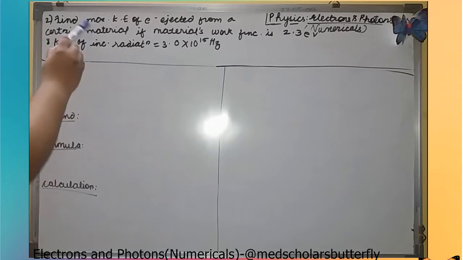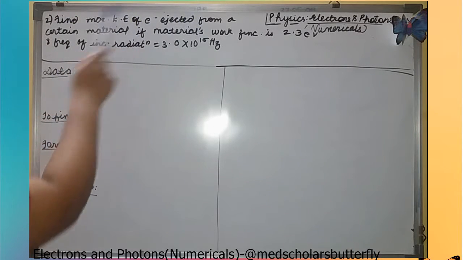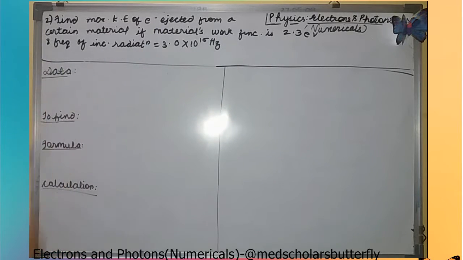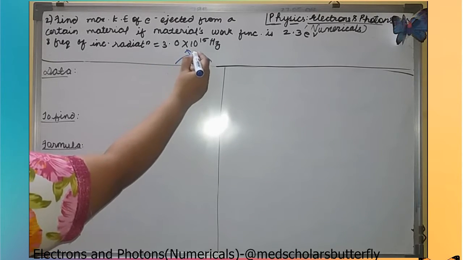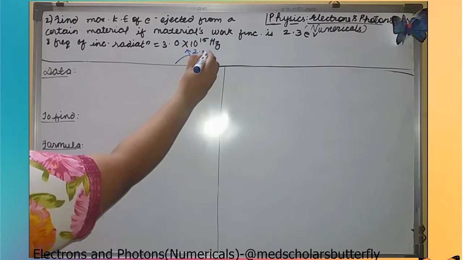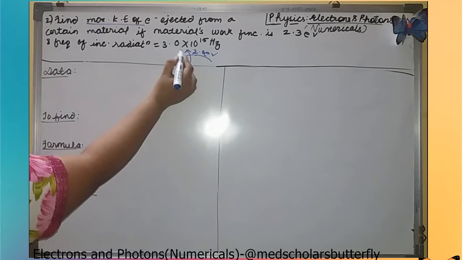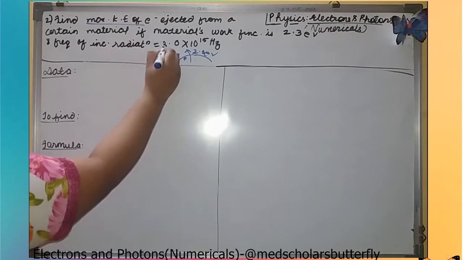You have to find the maximum kinetic energy of an electron ejected from a certain material if the material's work function is this much and the frequency of incident radiation is this much. That means you are given a material whose work function is 2.3 electron volt, and you have to find with what amount of kinetic energy the electrons will get ejected if it is bombarded with light of this much frequency.